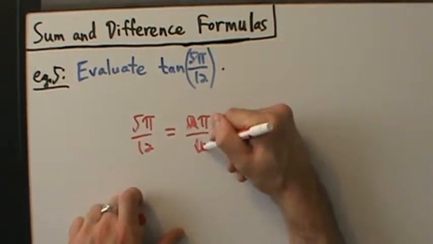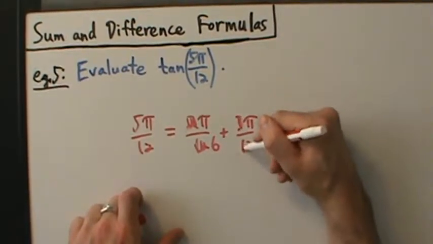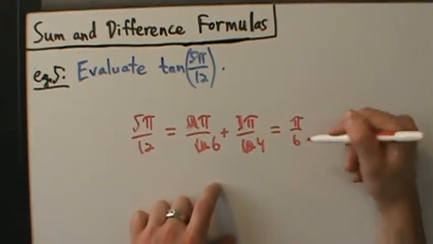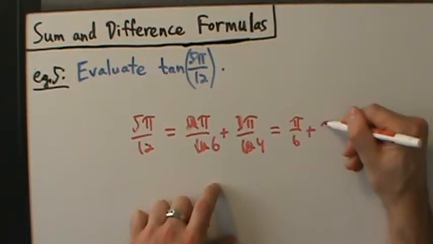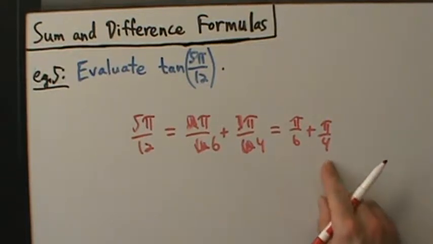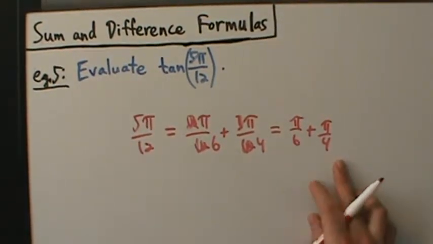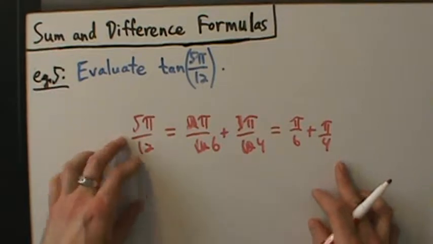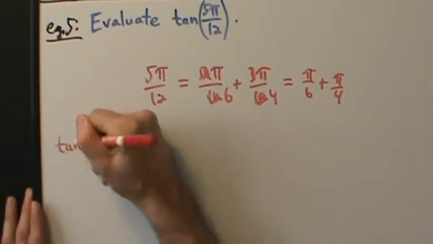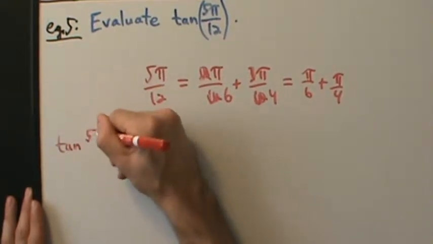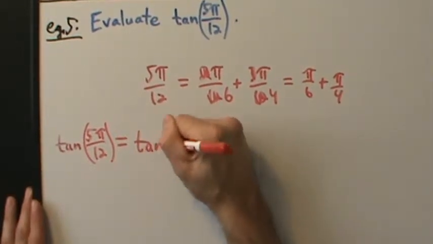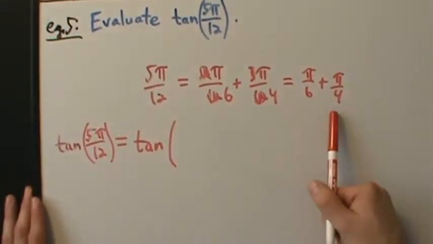Okay, well 2 goes into 12 6 times, and 3 goes into 12 4 times, so this is pi over 6, and then plus pi over 4. Okay, so that's pretty helpful. Pi over 6 and pi over 4, they're both special angles on the unit circle, so that's great. Now we can express 5 pi over 12 as the sum of two special angles on the unit circle, so we're good to go. Okay, so tangent of 5 pi over 12 equals the tangent of pi over 6 plus pi over 4.